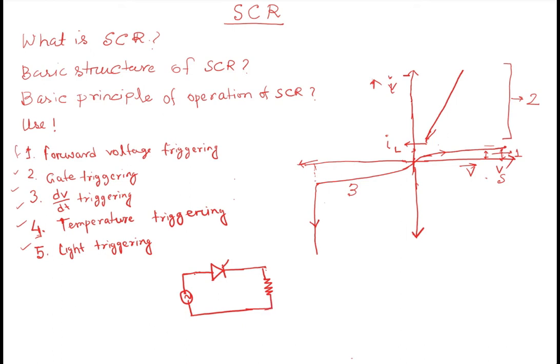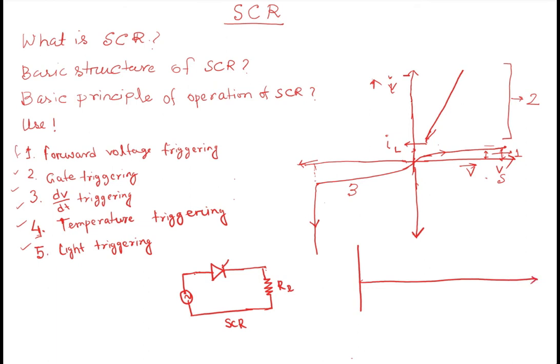This is our SCR circuit 1. This is for limiting the current. This resistor is called the limiting resistor, suppose RL. So we'll see the rectification operation. Already we know the full form of SCR is silicon controlled rectifier. So it can control the output voltage, the rectified output voltage. How, we will see.